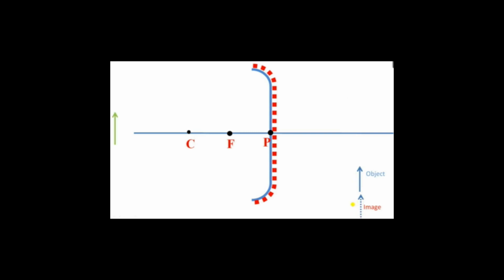Let's summarize. Now for the object I'm drawing a solid line, and for the image I'm drawing a dotted line. So for infinity it was focus, for beyond C it was between C and F, for C it was C only, and for center of curvature the size of the image was equal to the size of the object, and for between C and F the image was beyond C, and for F it was infinity, and for between F and P the image was formed out here.